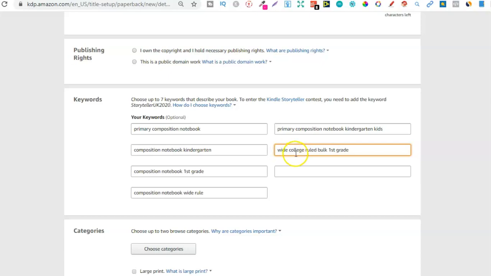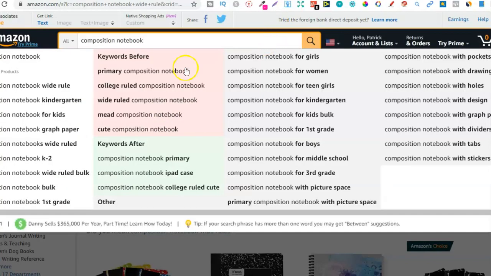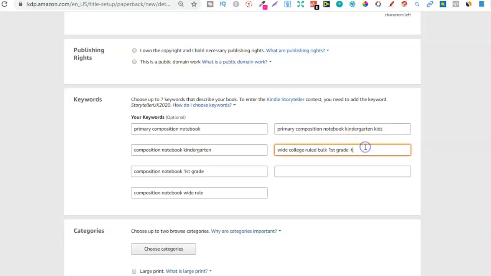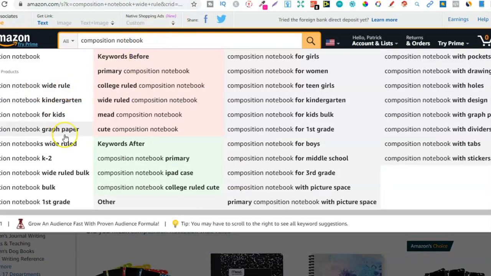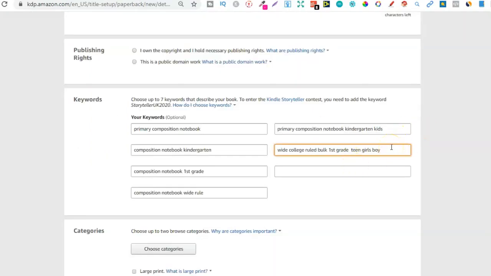So we've got wide, college ruled, bulk, first grade. Then we could use cute. We got primary already. Boys, girls, teen girls. And I would just keep going through all these search terms which are auto-populated by Amazon to get all these extra keywords at the end of the search term. So wide ruled, kindergarten, kids, bulk, first grade, anything that's related to my book, I'm then going to put them in here like this. So that's two different ways that you can do your keywords.